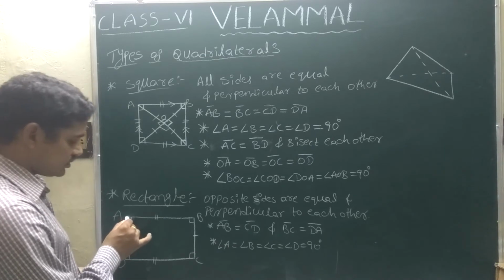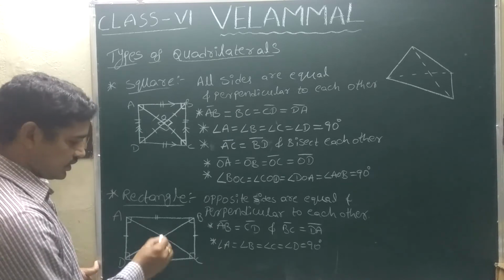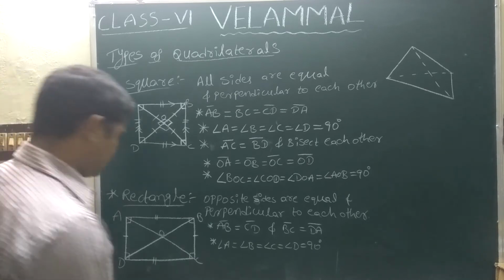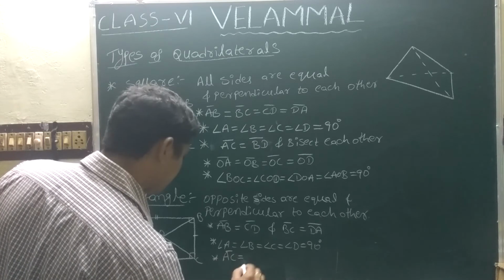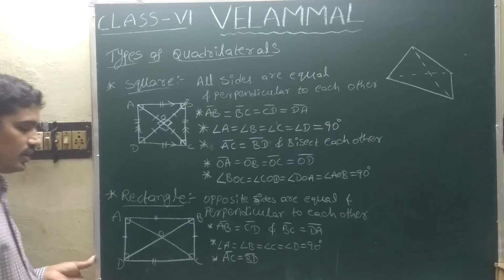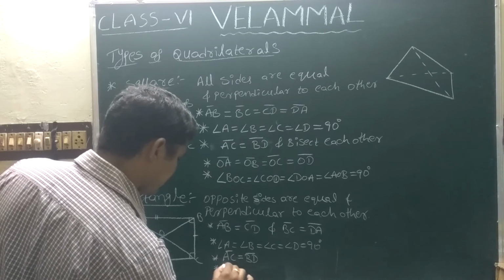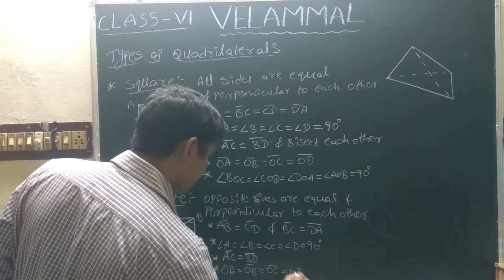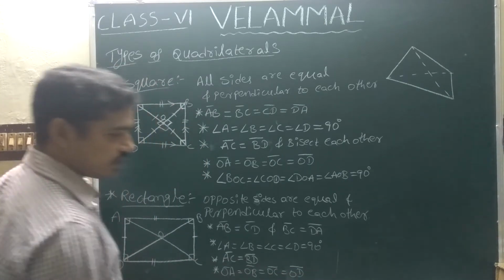Next, coming to the diagonals. If we are joining the AC and BD, then the intersection point will be the bisector of the diagonals. So by that we can say AC line segment is equal to BD. So diagonals are equal. Diagonals of the rectangle are equal, and O is the midpoint. So by that we can say OA is equal to OB is equal to OC is equal to OD.